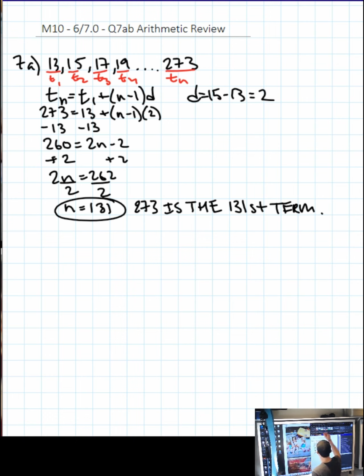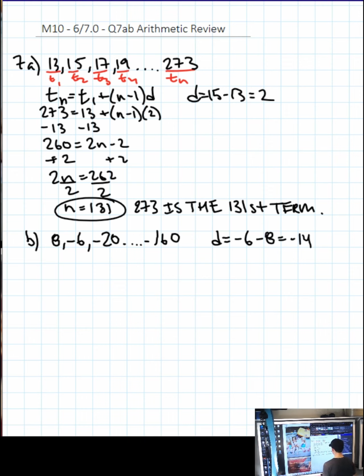Okay, let's do that again. Okay, 7b. So we have 8, negative 6, negative 20, dot, dot, dot, negative 160. So first of all, let's find d. d equals negative 6 minus 8 equals negative 14. Terms going down by 14. So Tn equals T1 plus (n minus 1)d. Therefore, this time we have Tn being negative 160 equals T1 being 8 plus (n minus 1) times the d value, negative 14.